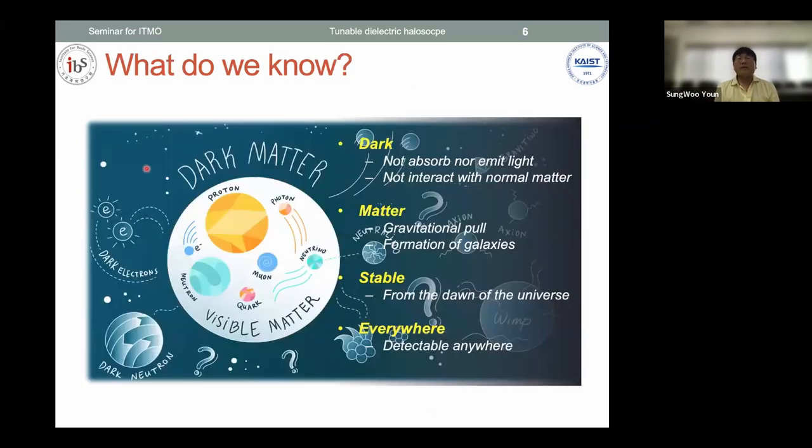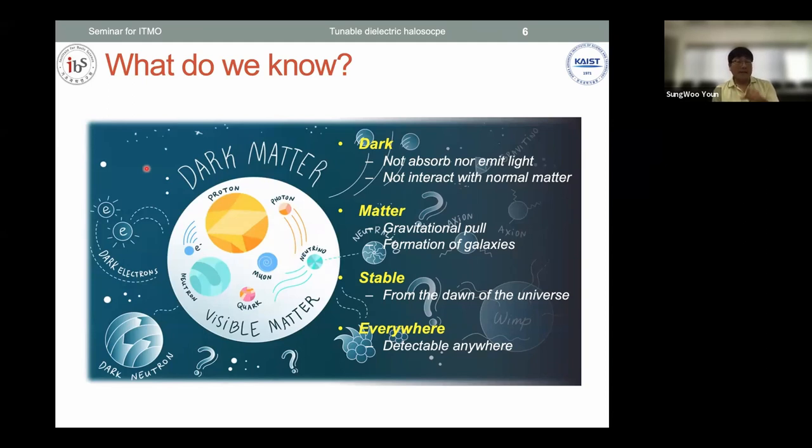Okay, so what do we know about dark matter for now? It is dark, which means it does not absorb or emit light, meaning that it doesn't interact with normal matter. It has mass, so it experiences the gravitational pull, and we believe it plays a vital role in the formation of galaxies in the universe. It has to be stable, otherwise it cannot form any dark matter signatures. So it has to be stable from the beginning of the universe.